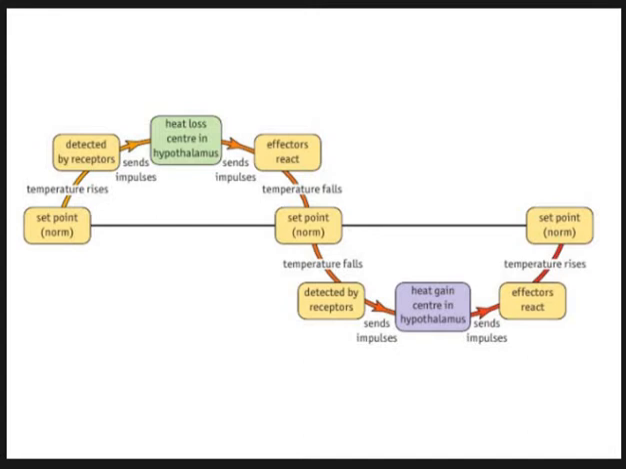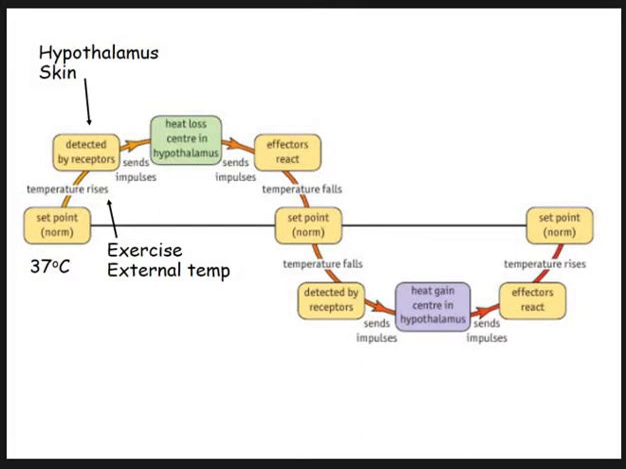So, in terms of thermoregulation, we have our set point. Remember, body temperature is between 36.5 to 37.5, depending on who you are. We've all got a slightly different body temperature, but it never goes outside that very narrow range. Then something will happen. The temperature inside you will rise. It could be that you're exercising. It could be that it's a hot, sunny day.